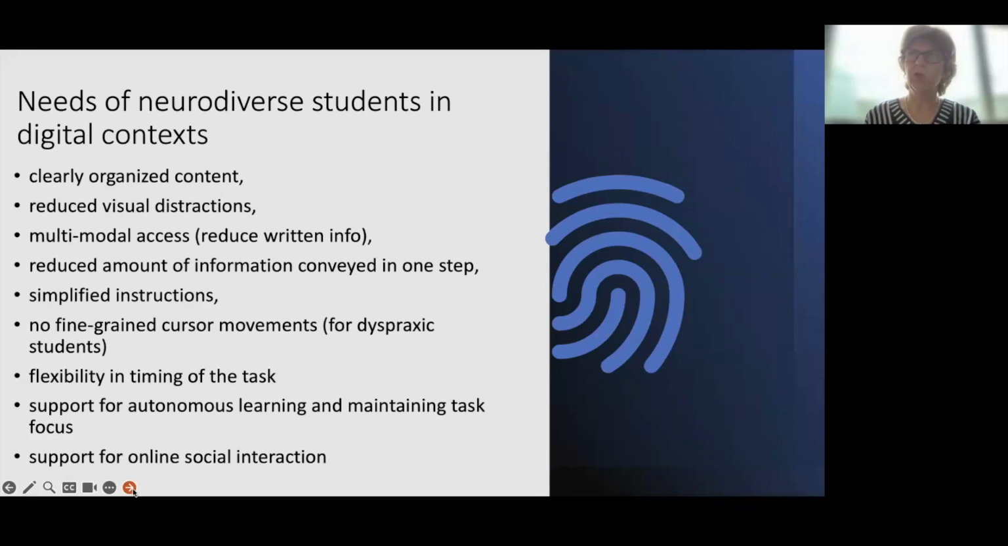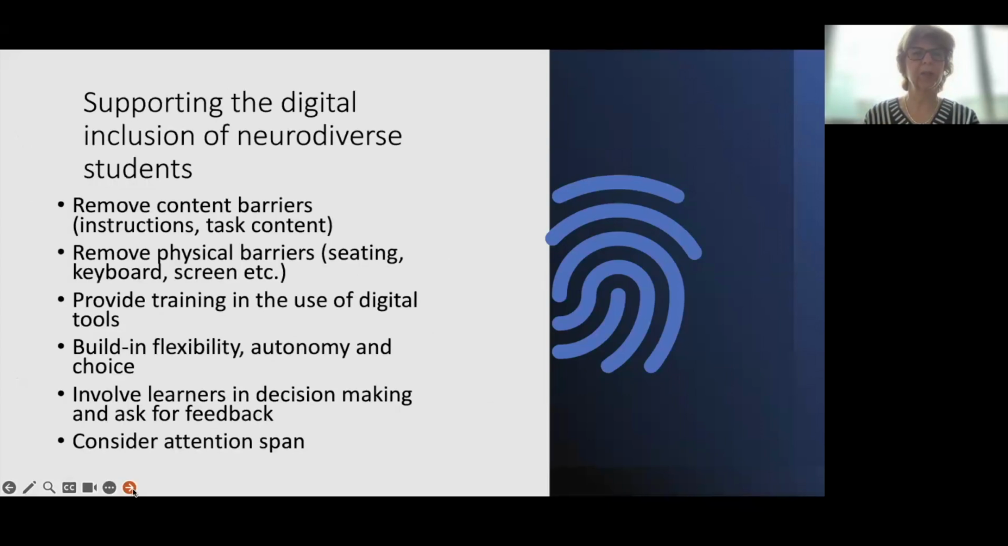And for students who might struggle with social communication, some of the support for social online interaction might be really beneficial, because in social contexts, the visual clues, the gestures might be missing, and students might find that particularly confusing when it comes to social interaction.